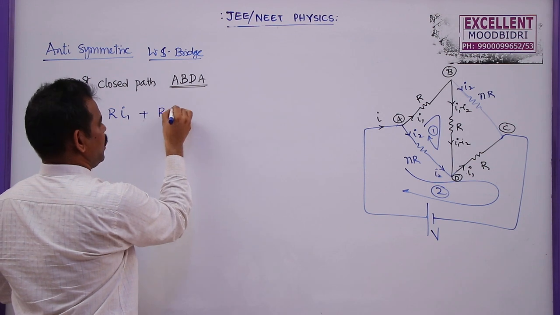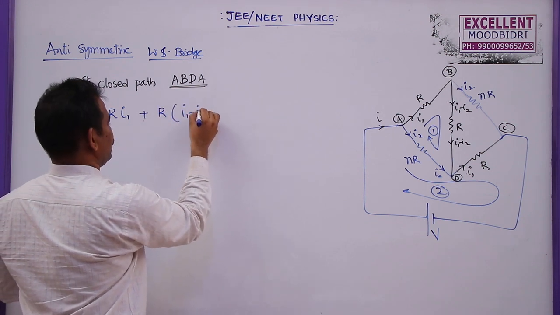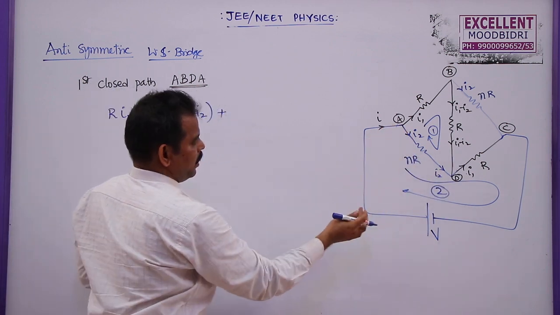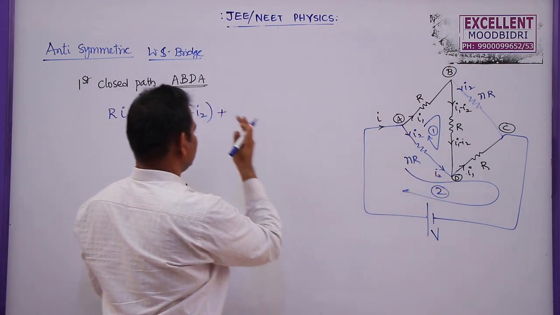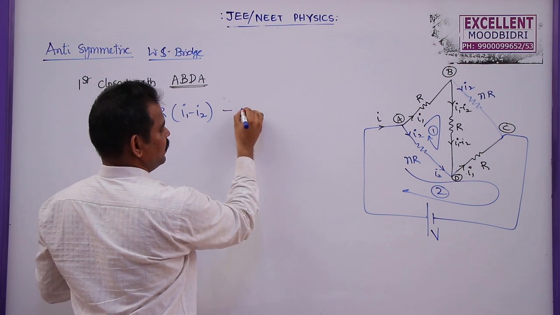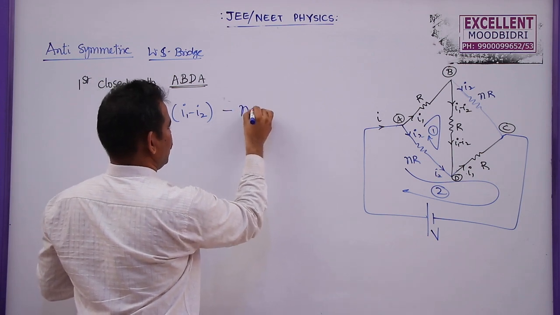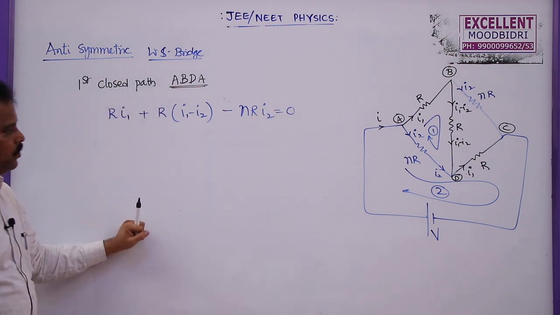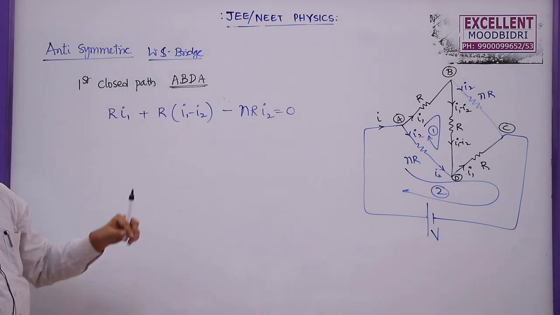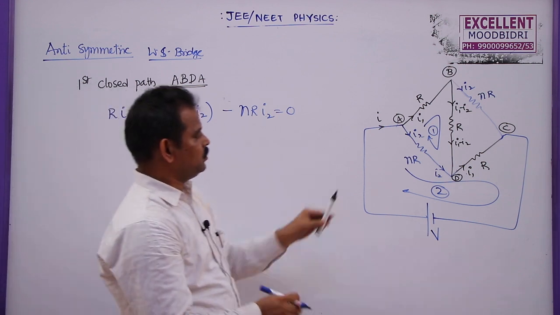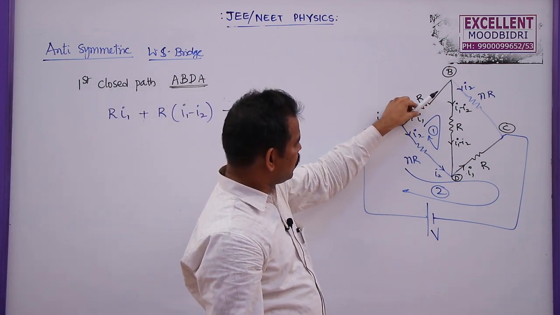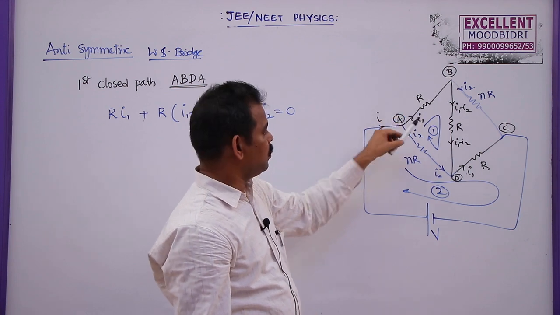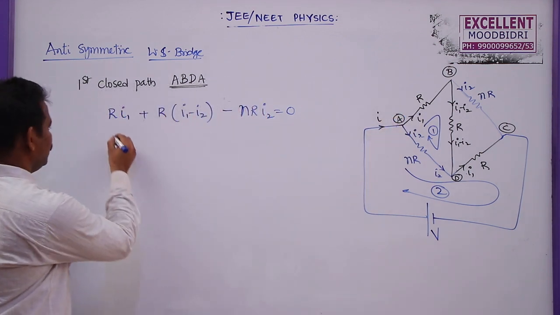So this will be R into (I1 minus I2) plus, from D to A, I am moving from D to A, the current is opposite. So this will become minus NR I2, which is equal to 0. So when you are using this for a closed path, use this concept. The path along which we are moving is also the path along which the current is flowing, so the voltage drop will be positive.